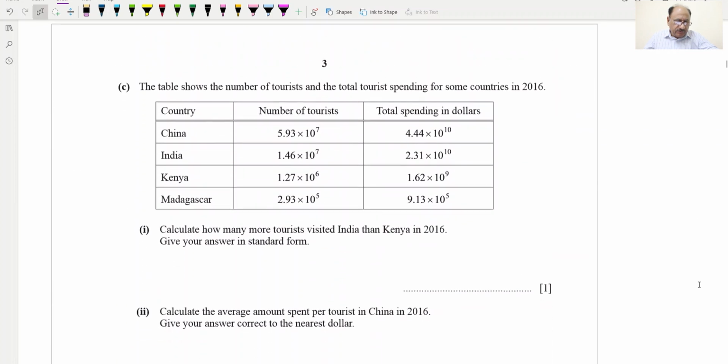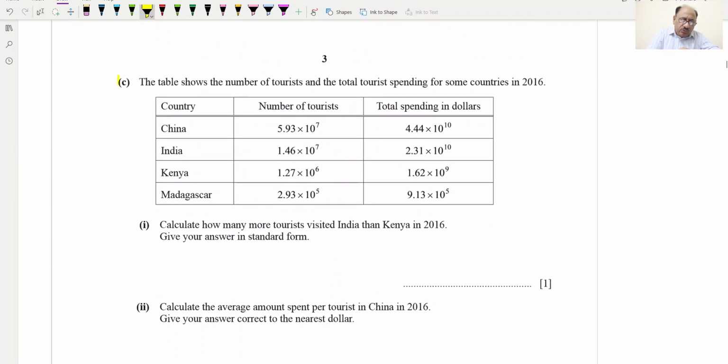Hopefully you understood this. Now C part. The table shows the number of tourists and the total tourist spending for some countries in 2016. Country names are there, with the number of tourists and their total spending in dollars. Part 1: calculate how many more tourists visited India than Kenya in 2016. Give your answer in standard form. So India and Kenya, we have to compare these two. We'll subtract the number of tourists.